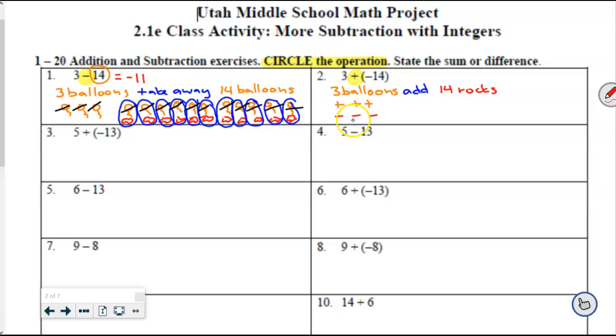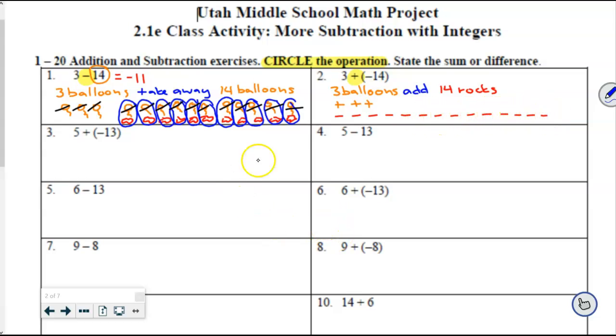Do you see how I've already changed my method? I'm not drawing rocks and balloons now. I got lazy. I'm doing positive signs and negative signs. Anyway, 1, 2, 3 rocks, 4, 5, 6, 7, 8, 9, 10, 11, 12, 13, 14. Let me just double check. 1, 2, 3, 4, 5, 6, 7, 8, 9, 10, 11, 12, 13, 14.